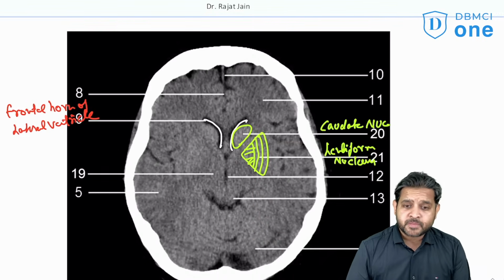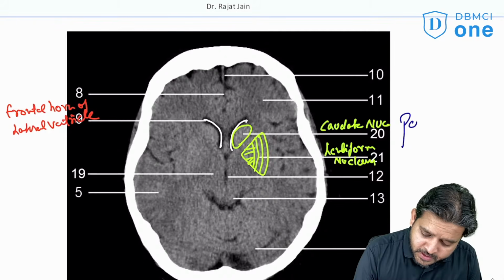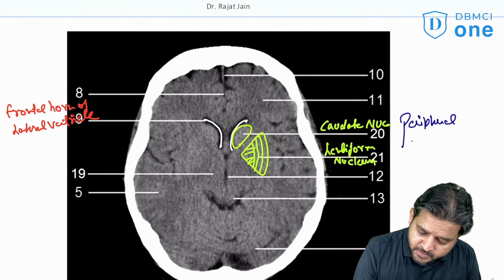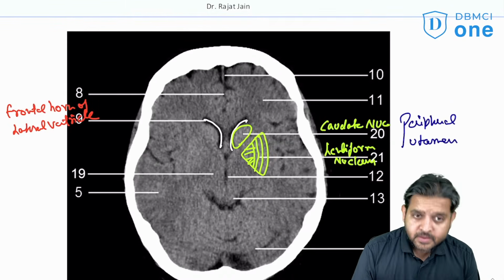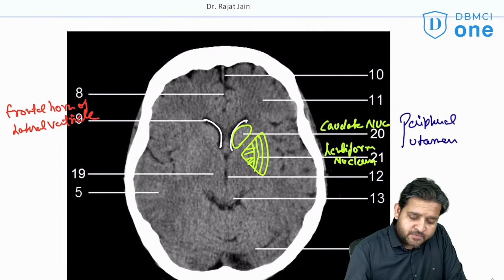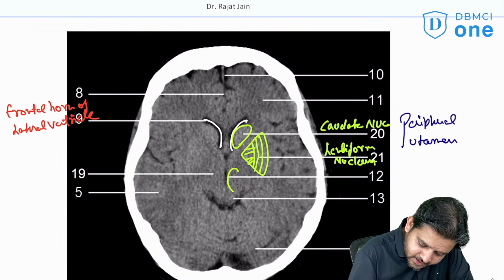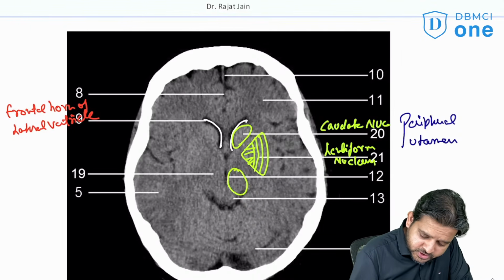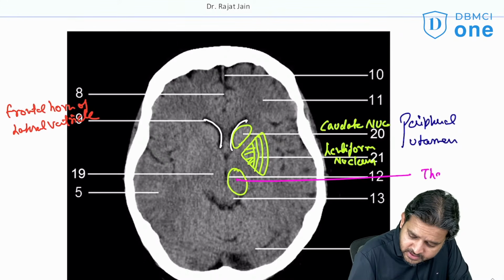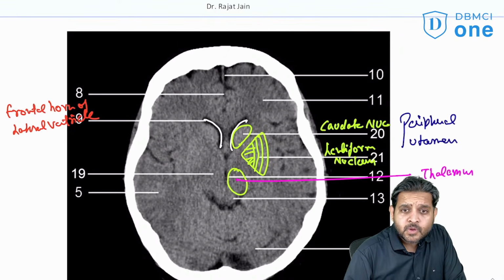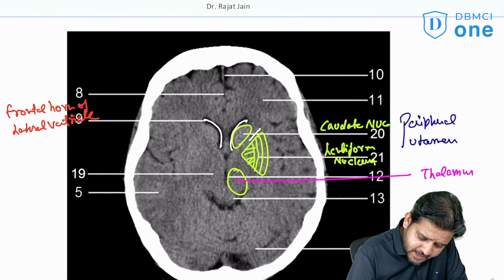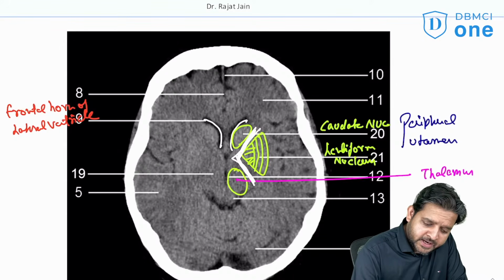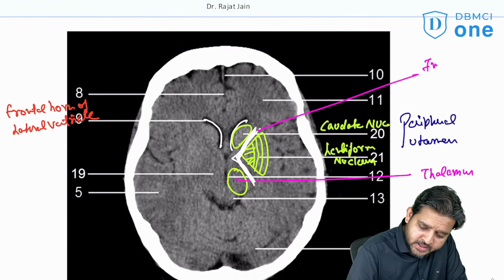It is very easy to remember: P for peripheral, P for putamen. And then here you have another oval shaped structure, and this oval shaped structure has been called thalamus. In between them we have this bow shaped structure, which is not gray matter but white matter, and this is called internal capsule, right?